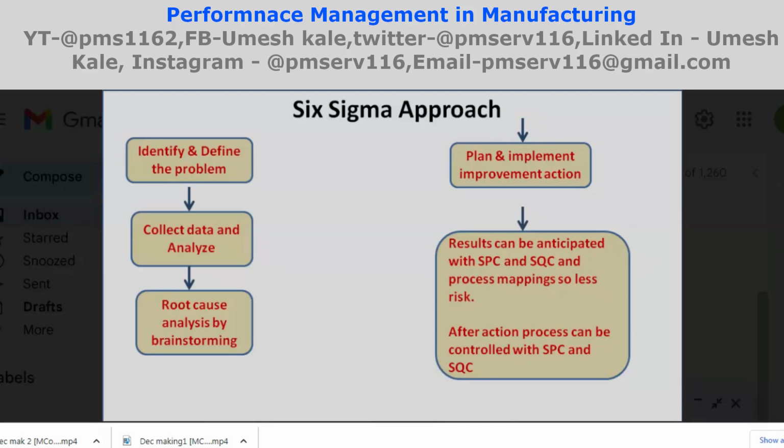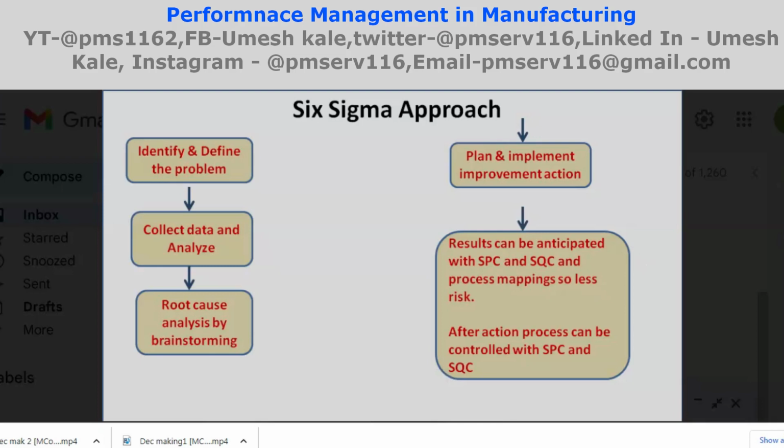Meaning the problems which are more important for the customer have to be selected initially. So this care is also taken in the Six Sigma method of problem solving. Once the problem is defined and identified, then the data has to be collected to identify the potential of the problem, and how much cost is involved if you solve this problem.